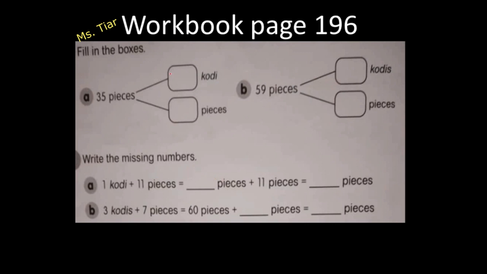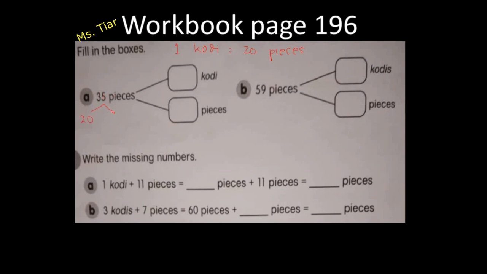Next, we go to the kodi. Remember, 1 kodi equals 20 pieces. This is really easy. So how do we find 35 pieces? Again, you need to break it down. 35, is it more than 20? Yes. If it's 20 and 20, we get 40. Is it more than 40? No. So you just put 20 here.